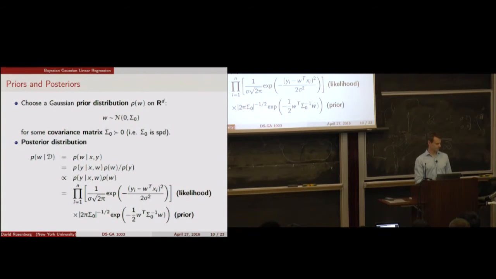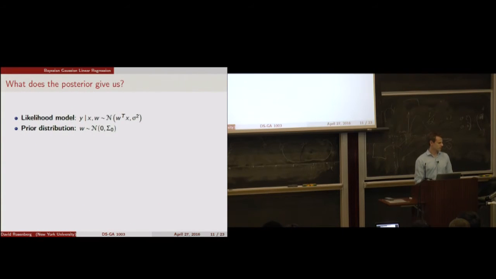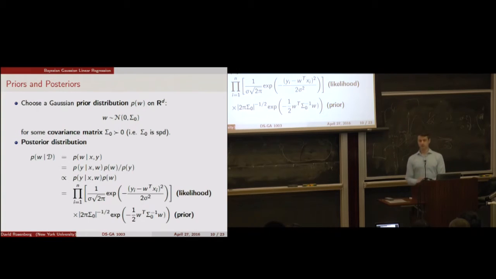We'll come back to that. Okay, so we have a posterior on W. What can we do with it? What's interesting about this? What does it give us?